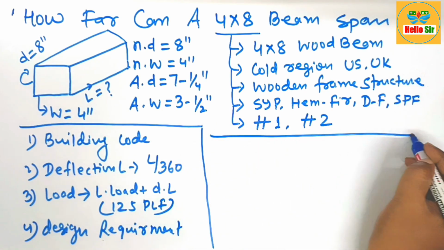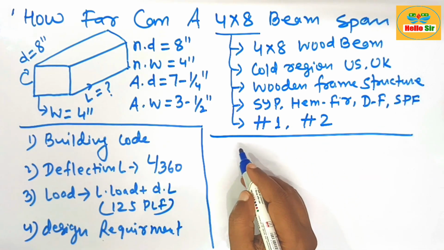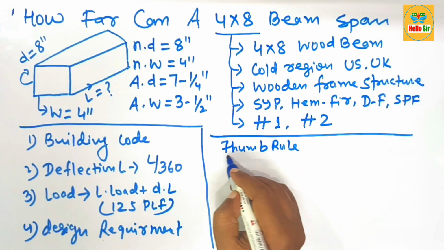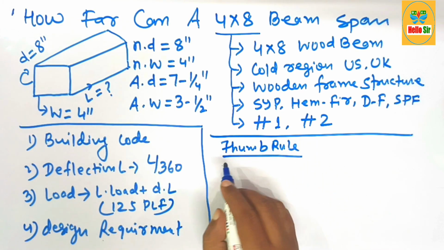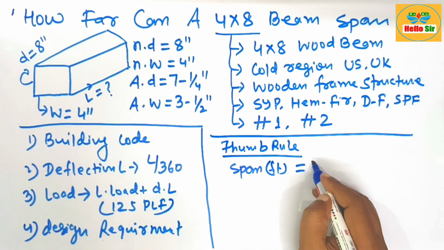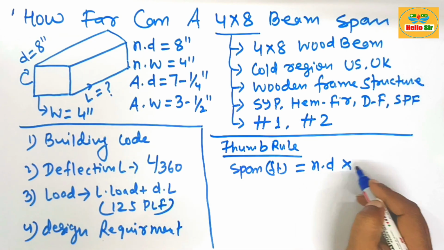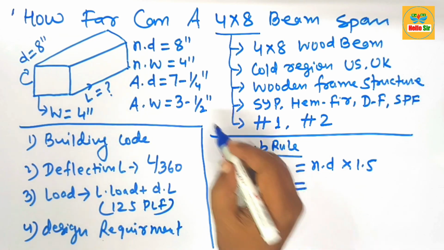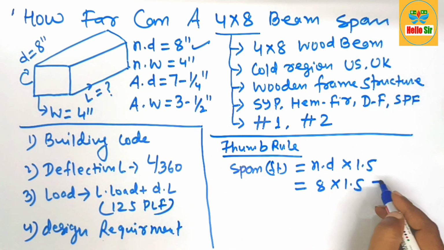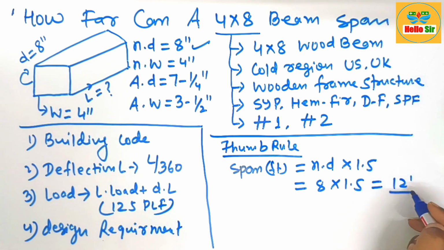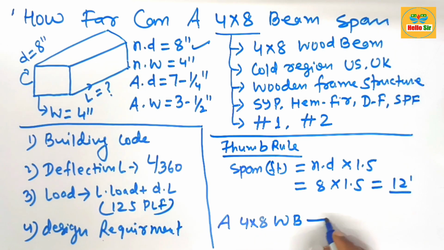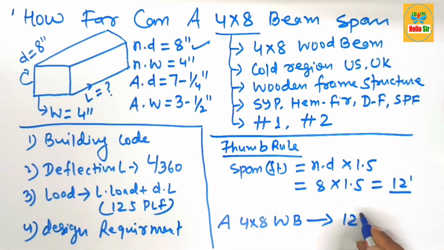But here we find the maximum span for a 4 by 8 inch wood beam as per a thumb rule. What is the thumb rule to calculate the maximum span of a wood beam? The span length in feet is equal to the nominal depth of the beam multiplied by 1.5. Here the nominal depth of the beam is 8 inches, multiplied by 1.5, which equals 12 feet.